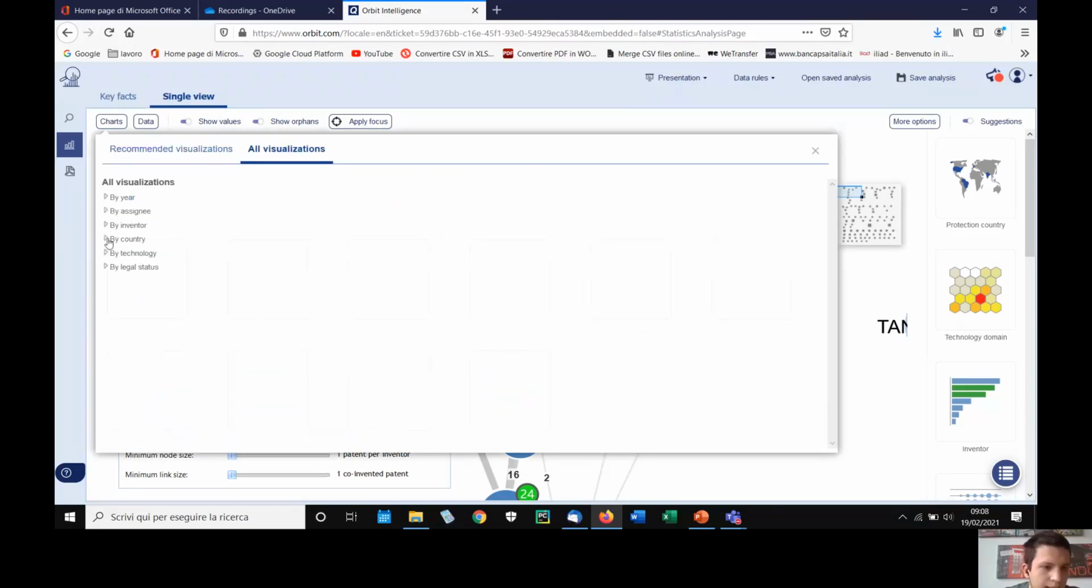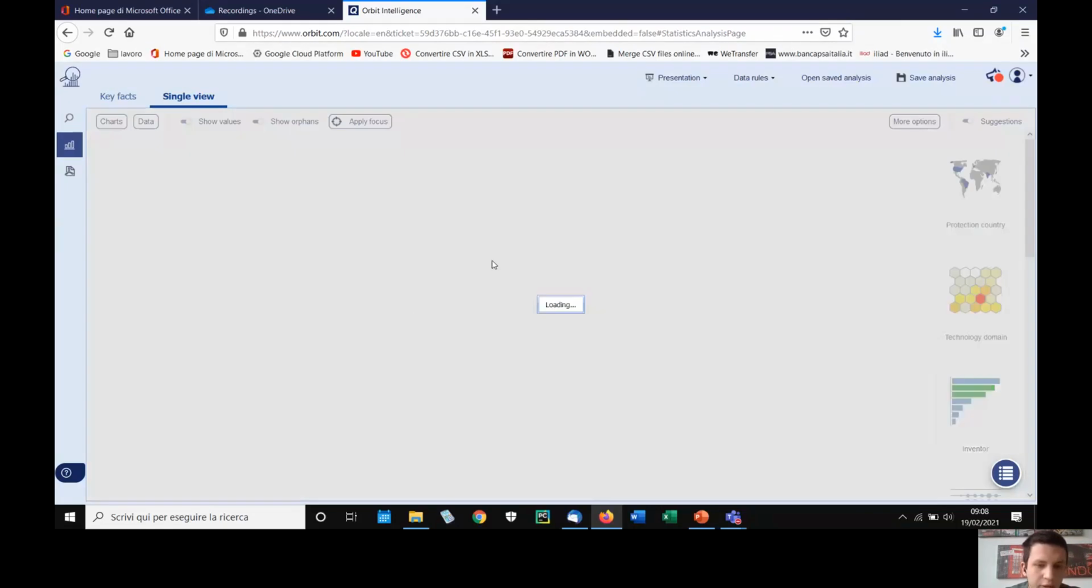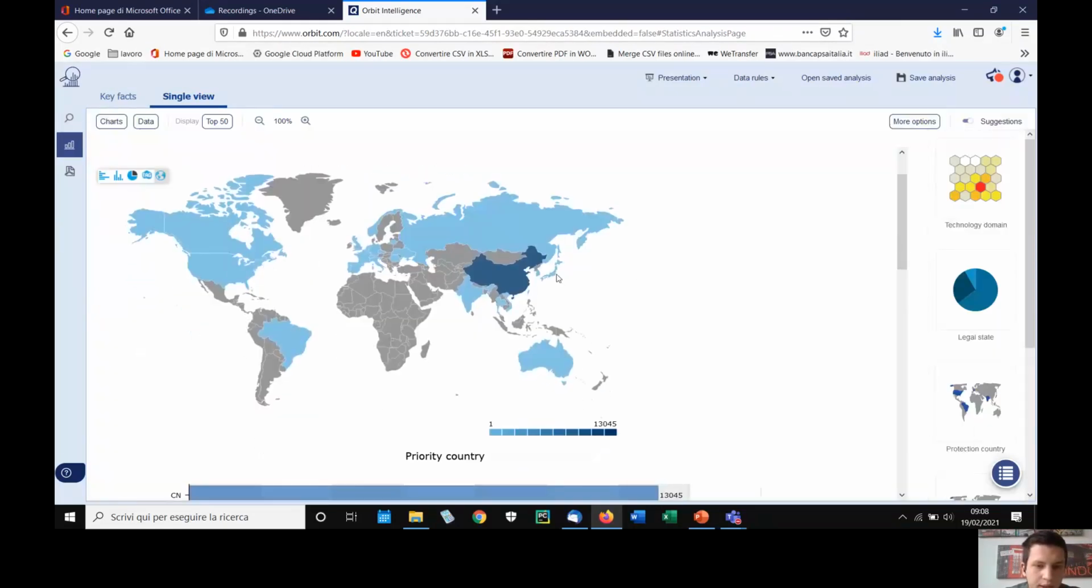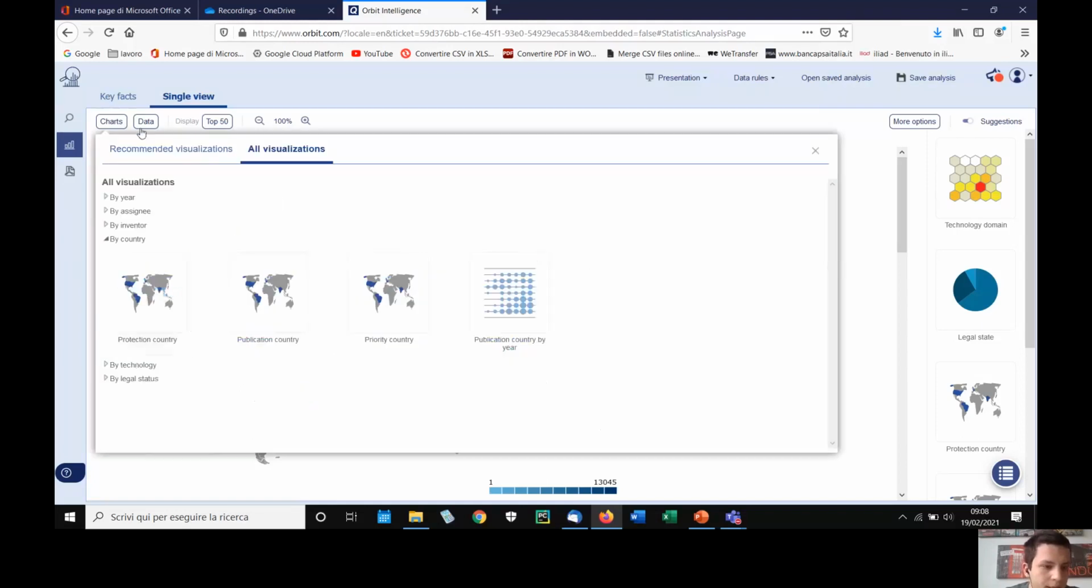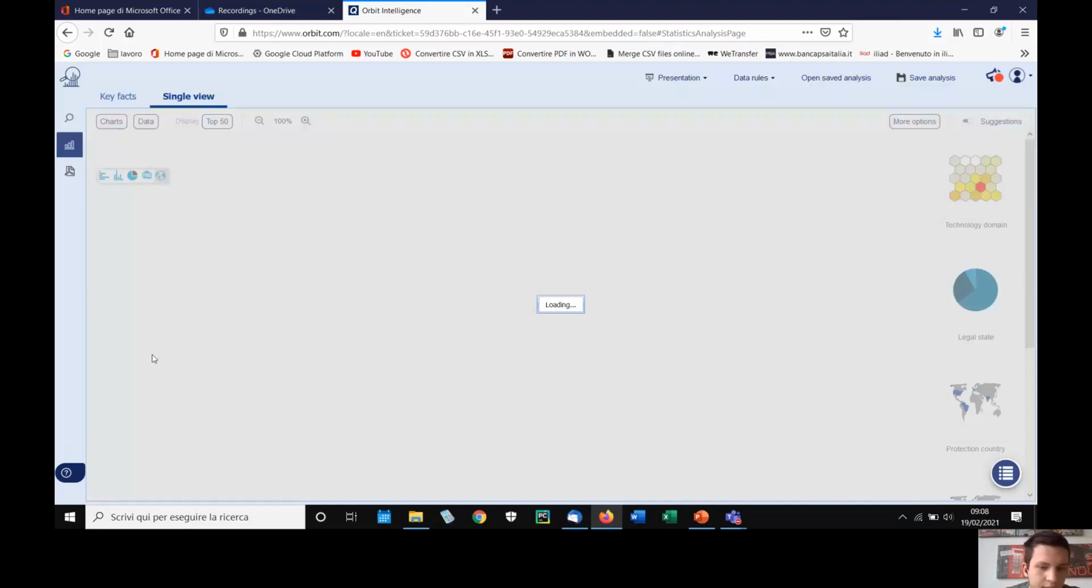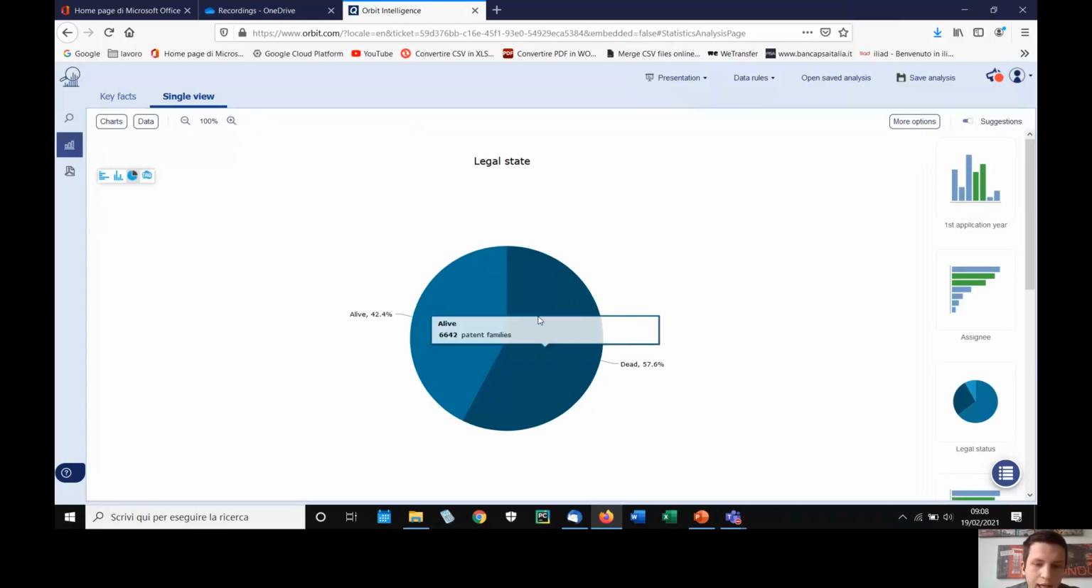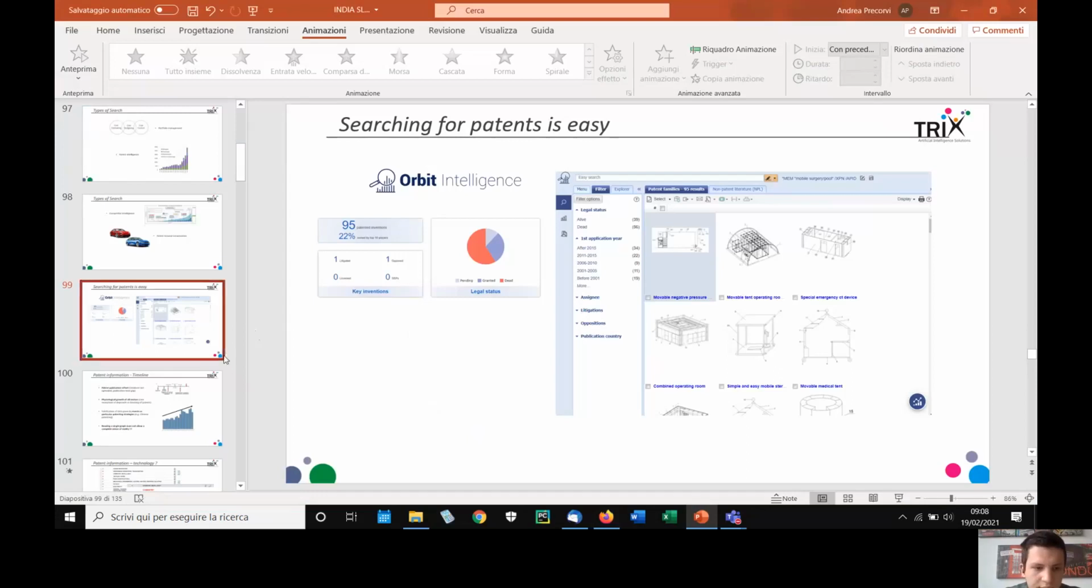Or I can select charts on countries, for example, priority countries. This is the first filing country of a patent. In this case, I have many patents in China. Or legal status, the previous chart, alive, dead, and so on. Coming back to the slides.